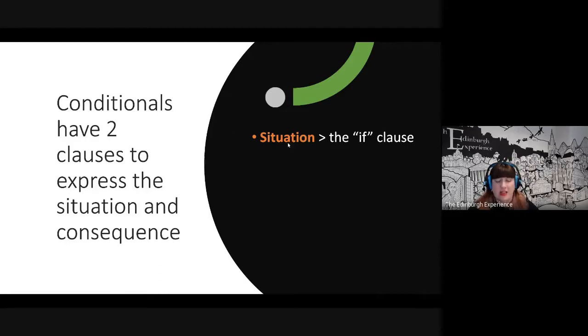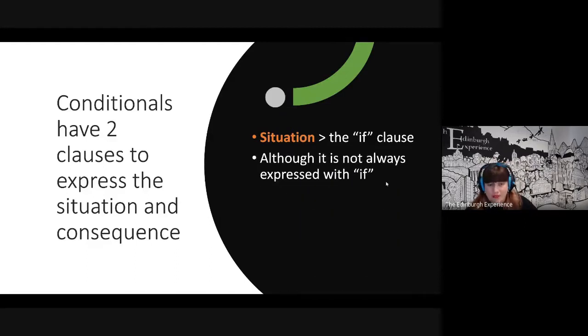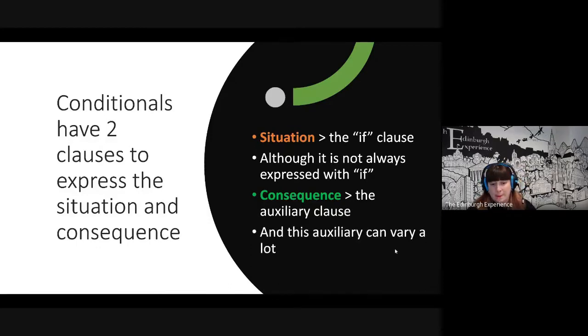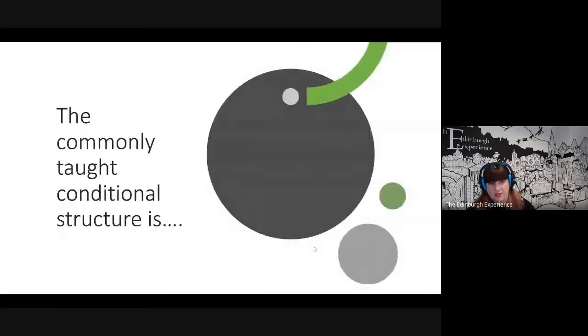Again, revising and going over this, our situation is expressed using the if clause. However, we don't always use an if clause, the word if in the clause. We sometimes use other structures, like we'll see today. And the consequence is what we can call the auxiliary clause. Normally we'll see that described as would, but that can also vary a lot, and there are lots of different things we can use to structure that.